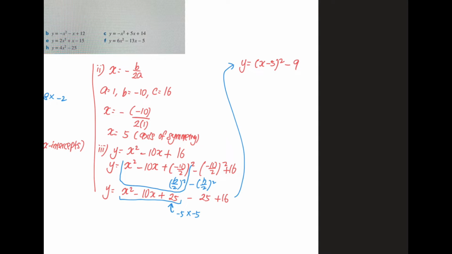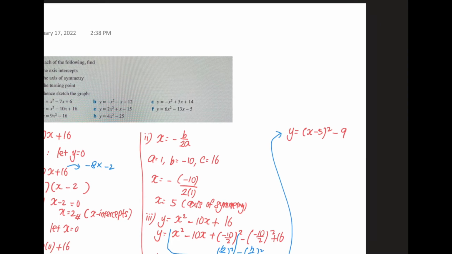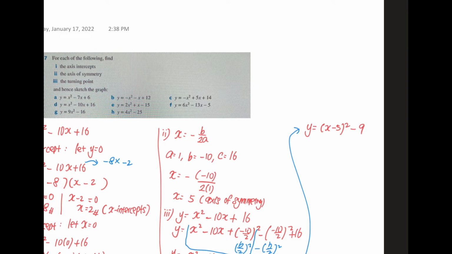And so we have done completing the square. We have to get the turning point from here. So we let the bracket equal to 0. That means we let x minus 5 equal to 0. We get x equal to 5. Then for this, we let y equal to minus 9. So the turning point is 5 and minus 9.